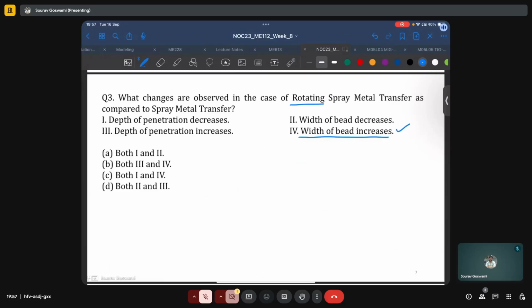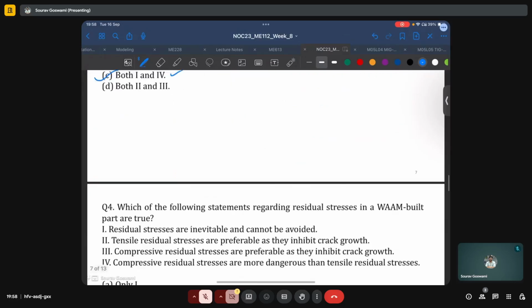But the amount of energy being supplied is the same. So if the molten material is now spread along a wider region, the energy concentration per unit area is lower, and so the depth of penetration will decrease. And we have to look for the option where both of these are included. So we are looking for both 1 and 4. So option C is correct.